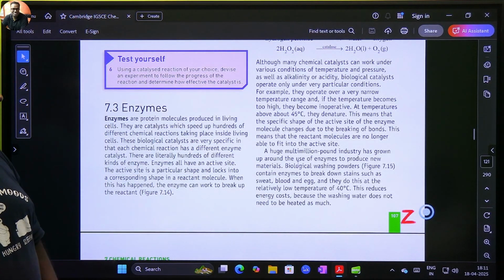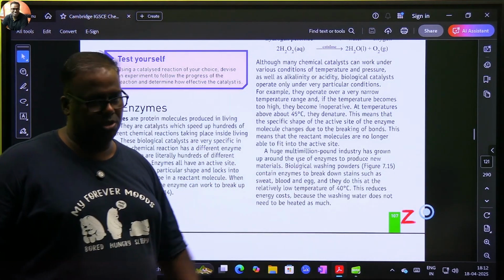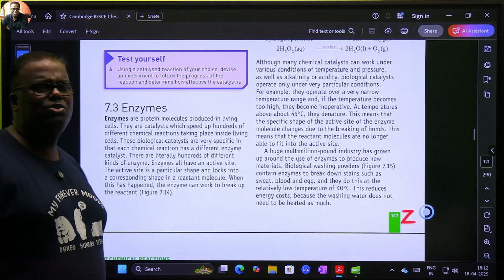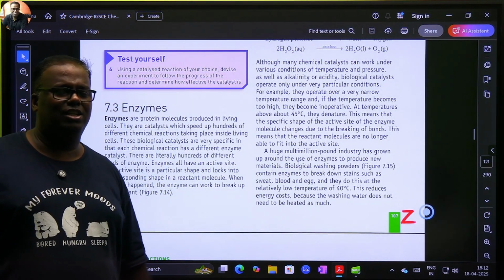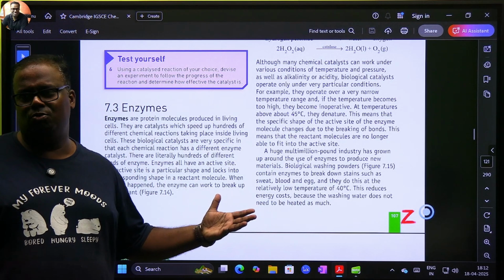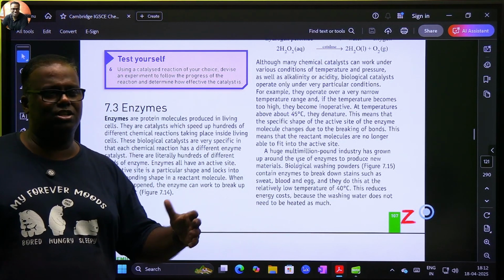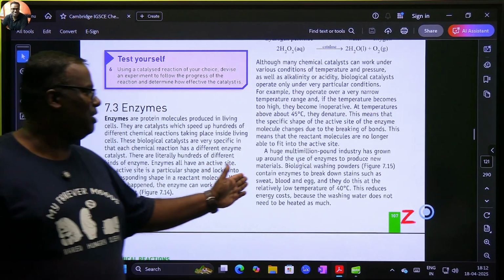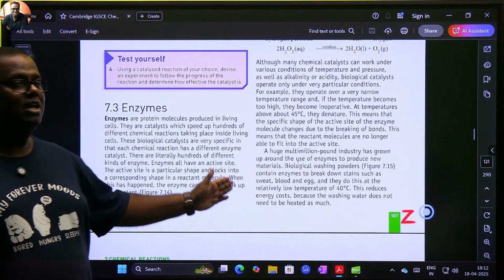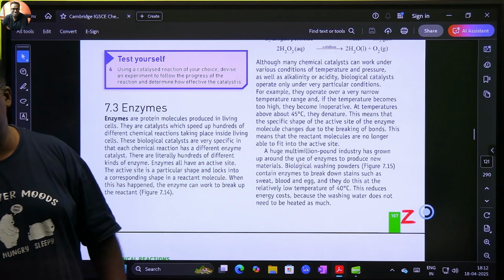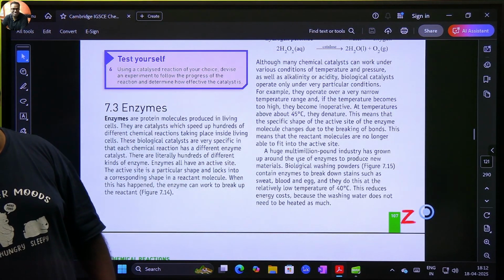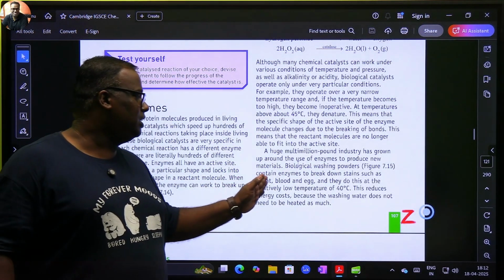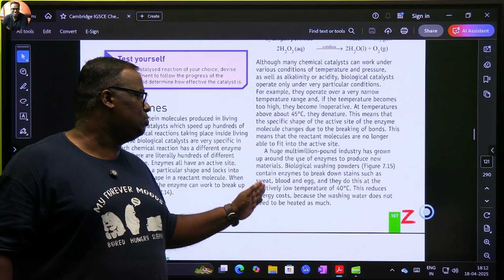Now, a huge multi-million pound industry has grown up around the use of enzymes to produce new materials, such as biological washing powders. Nowadays, do you see these ads come on, right? Like new so-and-so Excel with wash boosters, active boosters. Ye mal ko pakar le. So what does this do? The same thing. Biological washing powders contain, first of all, washing powders are not biodegradable. A lot of detergents were not biodegradable. Now they're trying to make them so. They contain enzymes to break down stains such as sweat, blood, and egg.